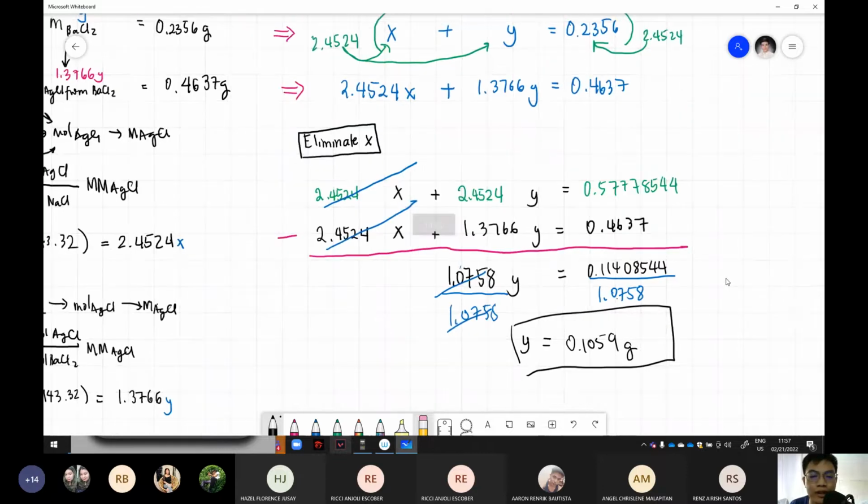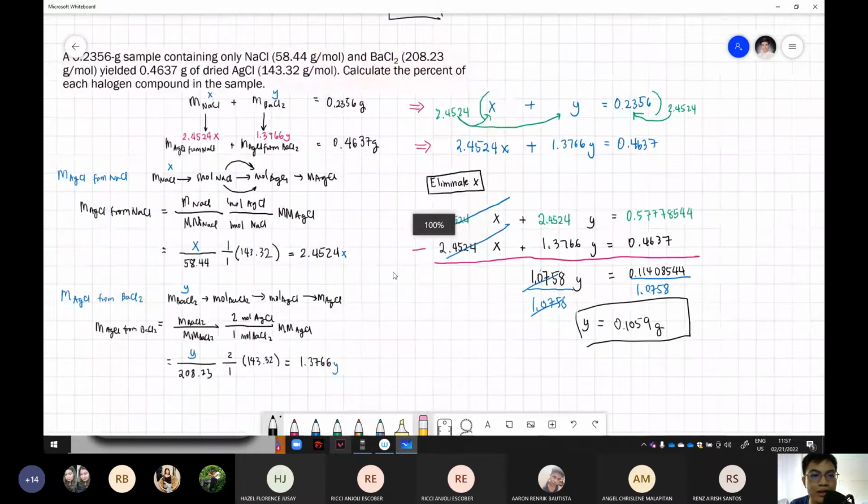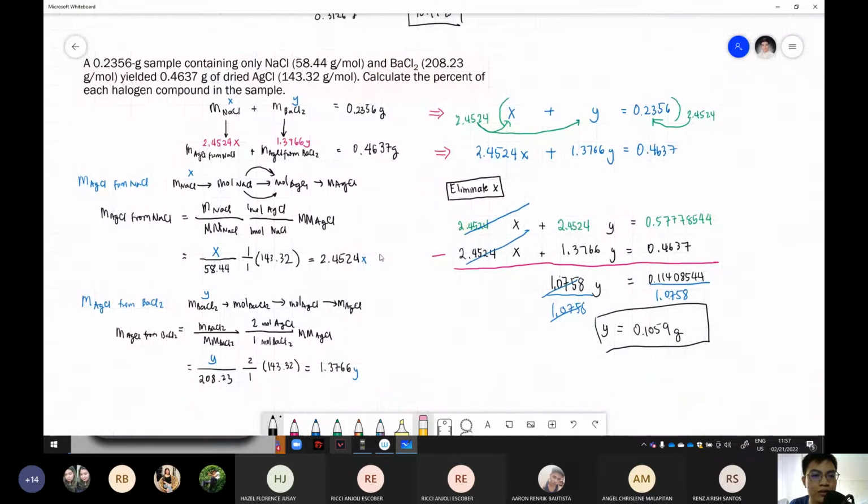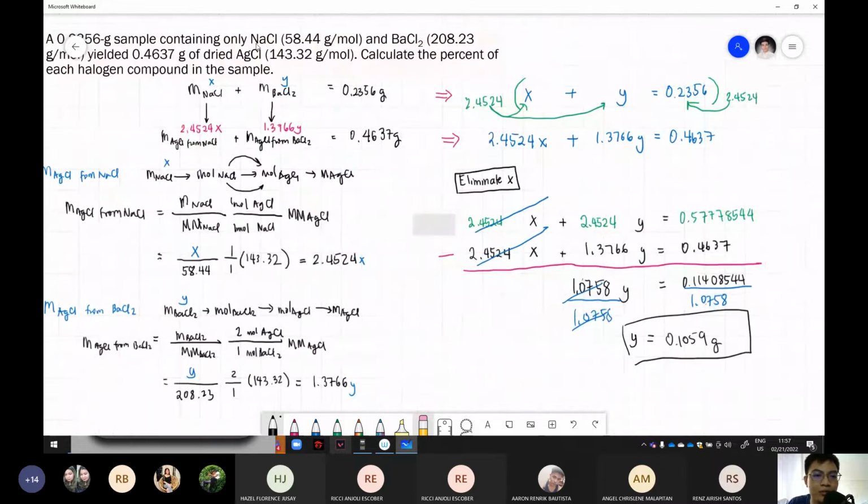Ano to? Ano yung y? Diba tandaan nyo yung y? Yun ay yung ating mass ng barium chloride. Ibig sabihin, na-solve na natin yung mass ng barium chloride. Diba? Amazing. So, it seems na impossible siya, no? Kasi mixture siya eh. Right? Pero just using stoichiometry and algebra, we were able to get the mass of barium chloride, which is missing. E di yan saya, di ba?